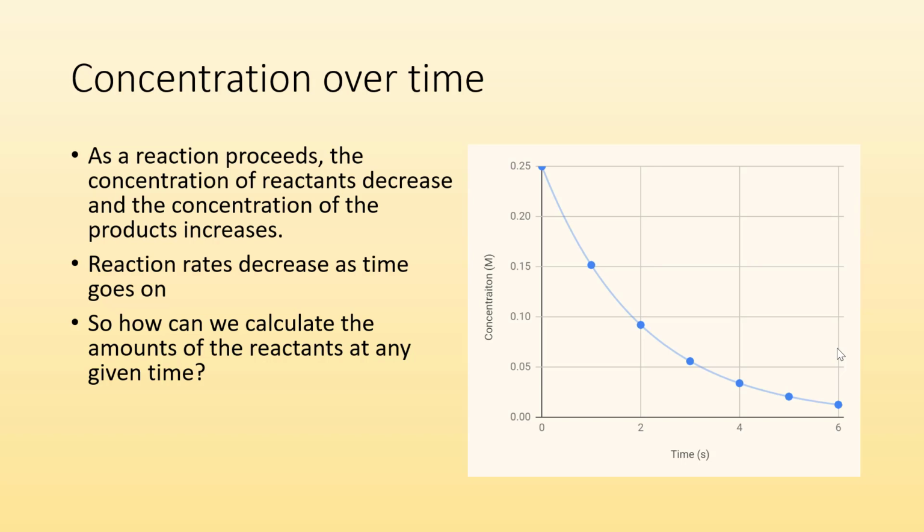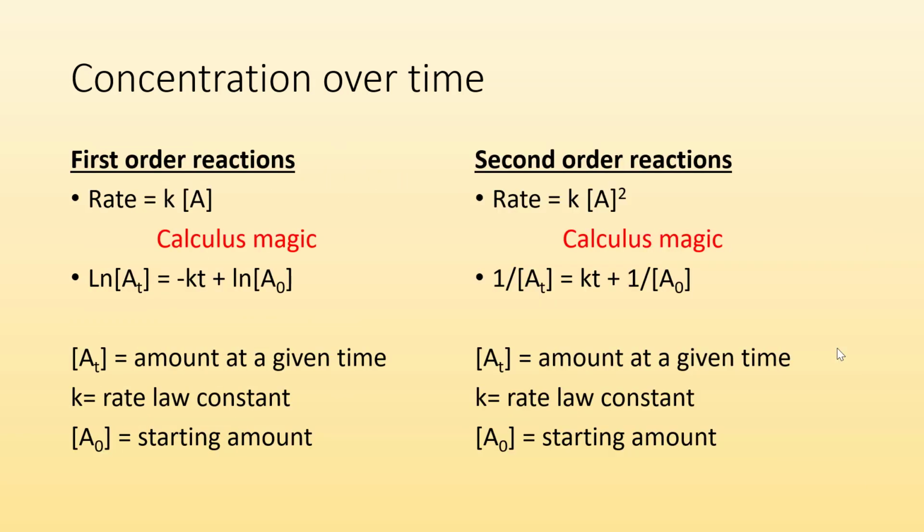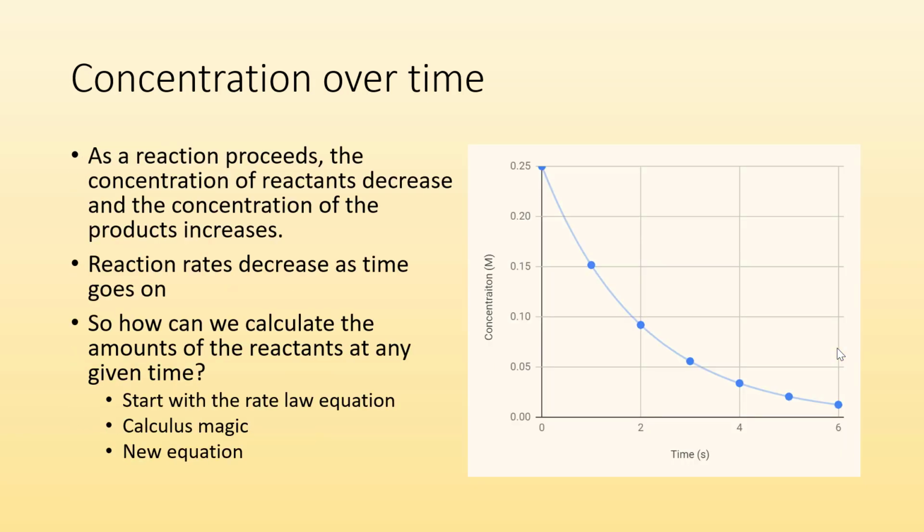So how can we calculate the amounts of the reactants at any given time? If the reaction rates are constantly changing, we can't just use the average rate because it's changing over time. How are we going to know how much stuff we have at any given time? You're going to have to start with the rate law expression, or the equation, and then some calculus magic is going to happen, and then you're going to get a new equation. You're going to use this new equation.